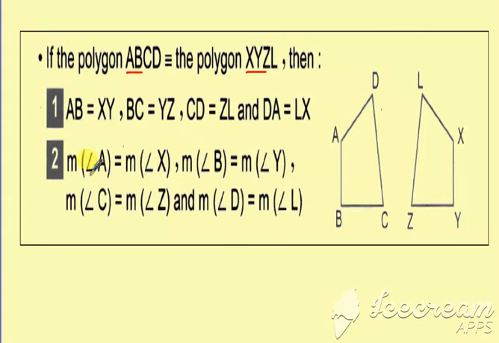The measure of angle A equals the measure of angle X, and the measure of angle B equals the measure of angle Y. The measure of angle C equals the measure of angle Z, and the measure of angle D equals the measure of angle L. So these two polygons are congruent.